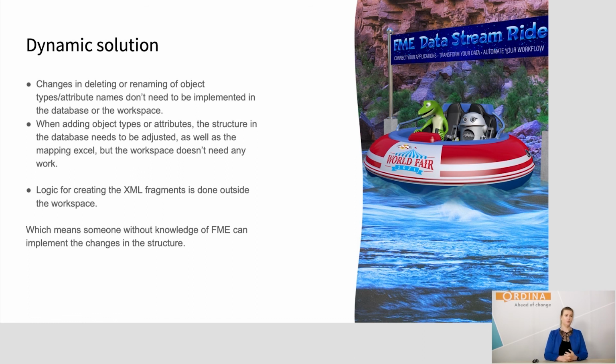The changes in deleting or renaming of object types and attribute names don't need to be implemented in the database or the workspace. You can just change the schema, change the template, and you're done. Which means when adding object types or attributes, the structure in the database needs to be adjusted because you need to create a new attribute for the element. But the workspace doesn't need any work. And the logic for creating the XML fragments is done outside of the workspace, which means, once again, someone without knowledge of FME can actually implement the changes in the structure. It makes it more manageable.